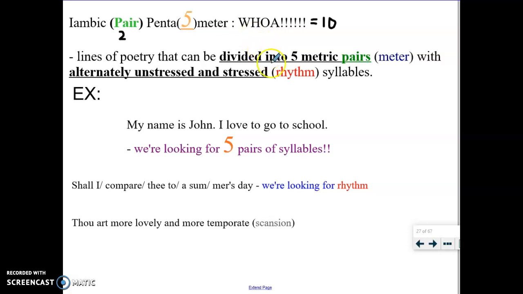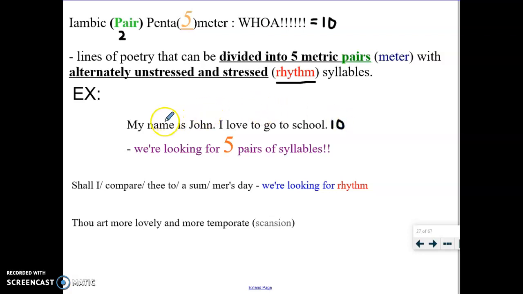But now we introduce this new word called rhythm. So we'll get to that in just a second. So let's look at this example. My name is John. I love to go to school. What we're looking for right now is 5 pairs of syllables. So we want to put this line into 5 pairs. If you counted this, by the way, you would have seen that there are exactly 10 syllables.